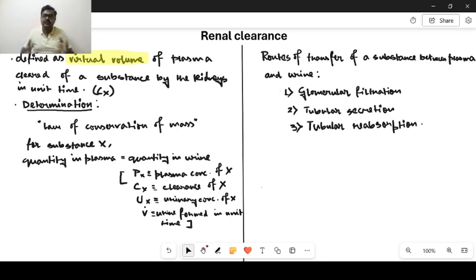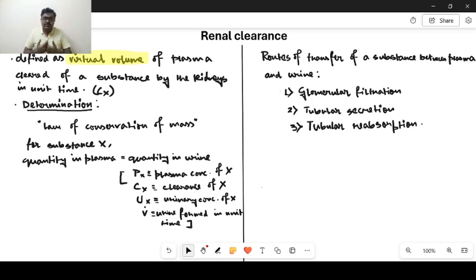We cannot define a virtual volume of plasma as such. Whatever substance is present is distributed in the entire volume of plasma. We are figuratively compartmentalizing the plasma into various carriages and thinking that this much volume is being cleared of that substance X by the kidney in unit time, and that is the clearance of substance X.